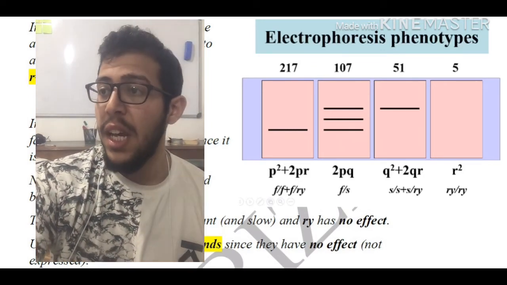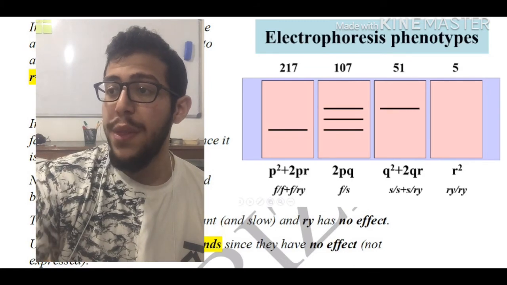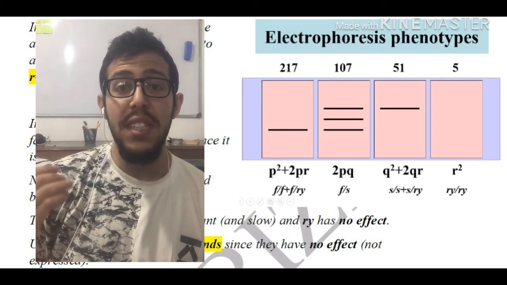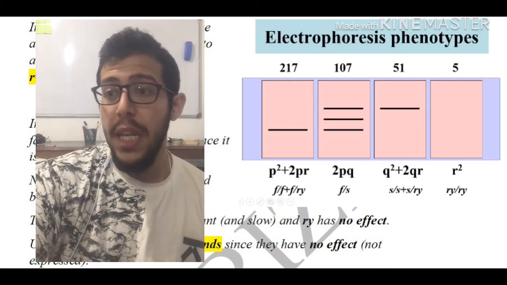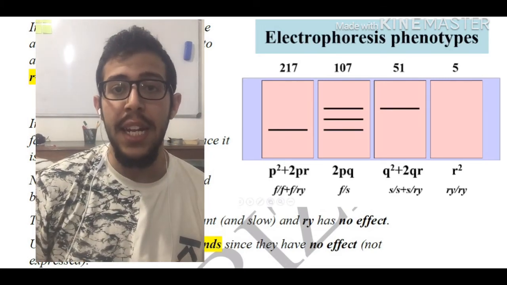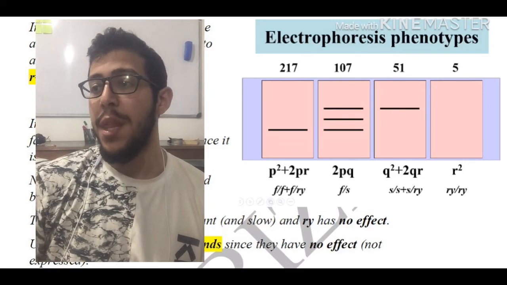And in the final gel, we have the RY/RY. Now we see no bands, and we should see no bands because there is simply no activity that is happening in this area.